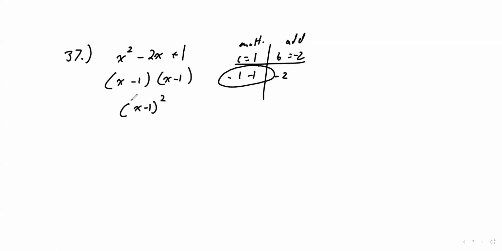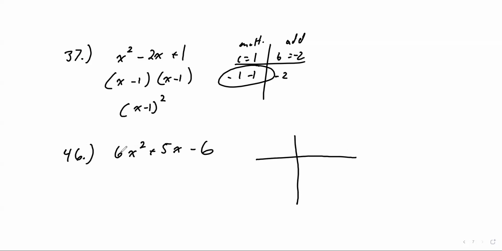All right, let's see what happens when the leading coefficient is not a 1. So let's look at number 46. 46 is 6x squared plus 5x minus 6. And on this one here, it's a little different. So it's not just the c. We're still going to multiply, but now we're going to multiply to our a times c. So in this case, 6 times negative 6 gives me negative 36. And I'm still going to add to my b, which happens to be 5.